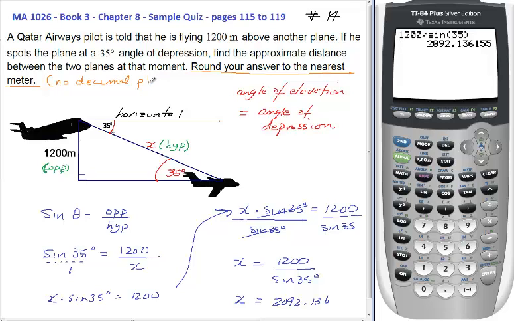So how do we do that? We look at our answer here. There's 0.1 behind it, so I can drop all that. So my final answer will be x equals 2092 meters. So the planes are 2092 meters apart. Okay, so there's your final answer.